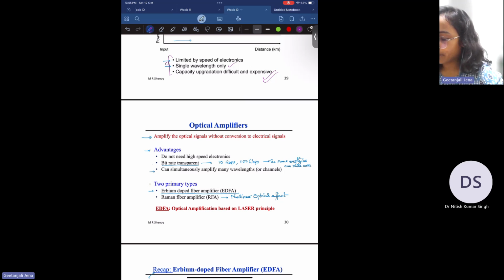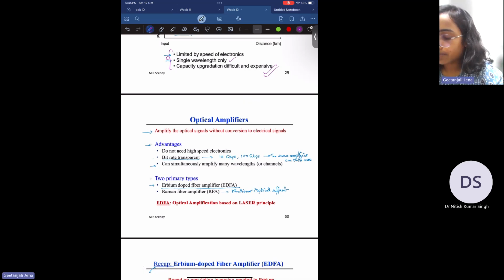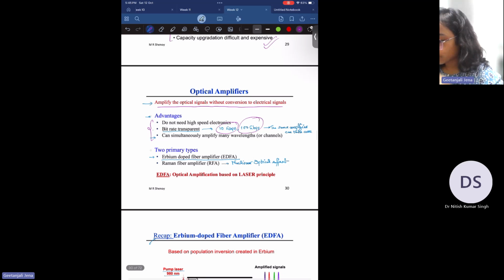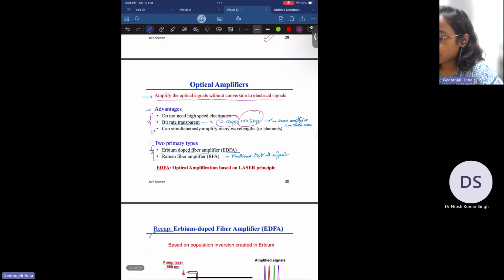A typical example is EDFA. And this optical amplifier amplifies the optical signal without any conversion to the electrical signal. And the advantages are it does not need any high-speed electronics, and it is bit rate transparent. That is, you can transmit 10 gigabits per second or 100 gigabits per second on the same optical fiber. Okay, and it can simultaneously amplify many wavelengths or many channels using WDM. And there are two different types of optical amplifier. One is erbium doped fiber amplifier. Another one is Raman fiber amplifier, which is based on nonlinear optical effect.